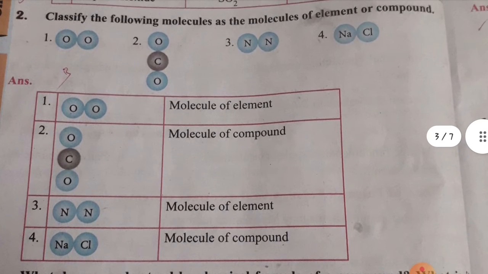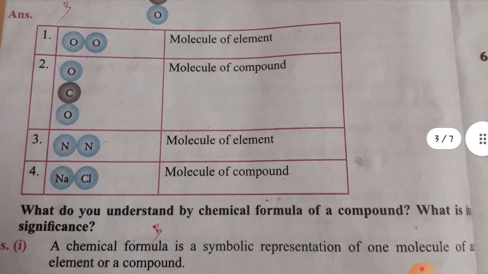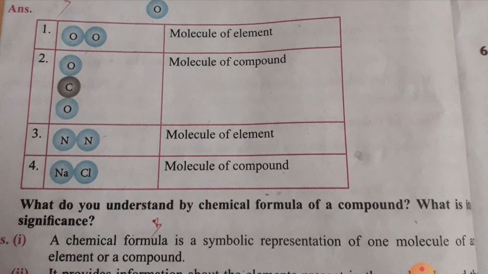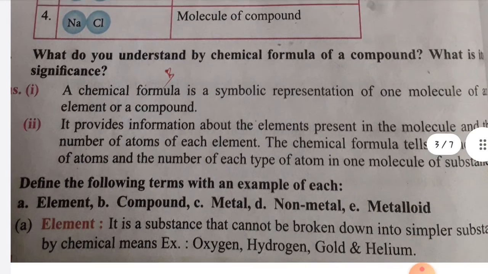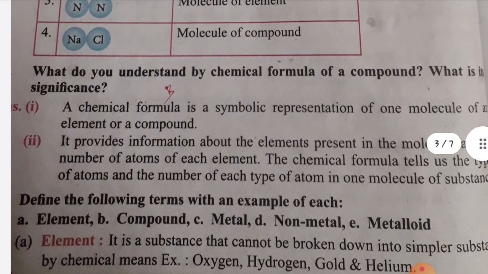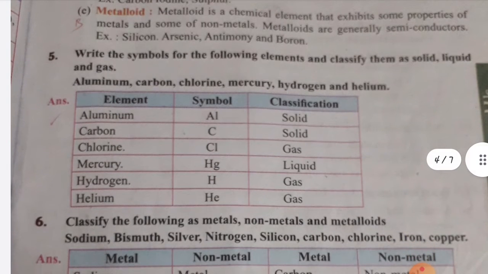And see this third picture, children, N N. That is nitrogen, N2. Okay, molecule of elements, only one. And the compound, fourth one, NaCl. Two elements combine to form a compound. So that is a molecule of compound. Is this clear to you, children? Yes. And I'll tell you, very important questions, children.